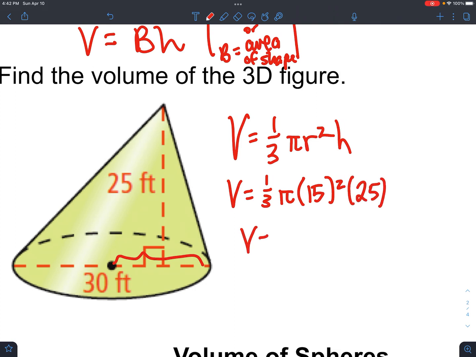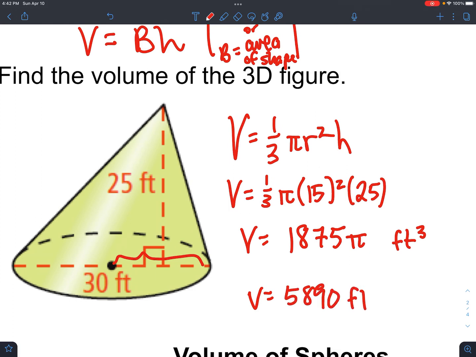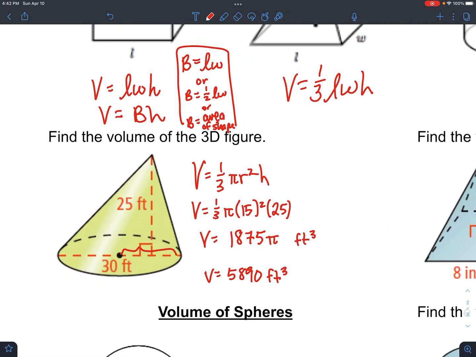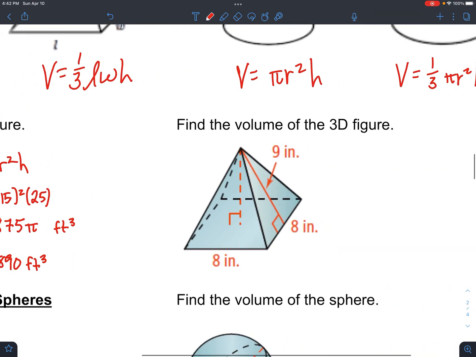So if you multiply all of that together and leave the pi in there, you get 1,875 pi feet cubed. And as a decimal, it's about this many feet cubed, rounded. Okay, so that's the formula for a cone.